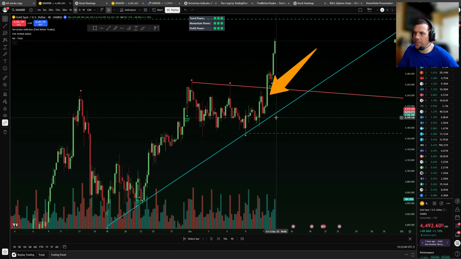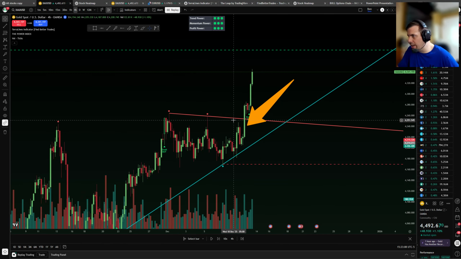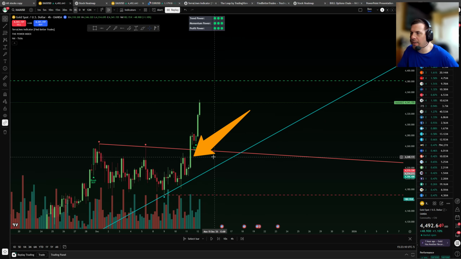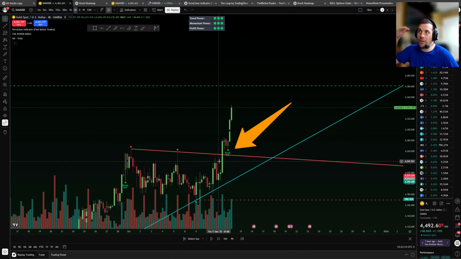So that's exactly what happened there. We had our bottom trend line right there. We had our top trend line right here. So this particular trade would have been a breakout above on the top side of the trend lines. You can go both ways.